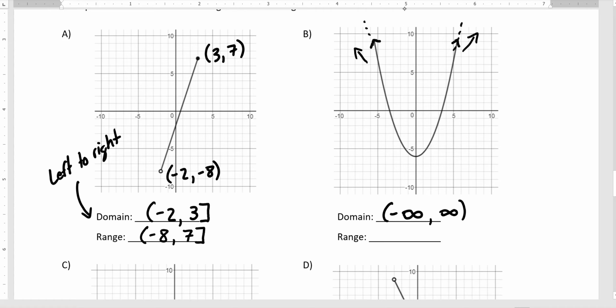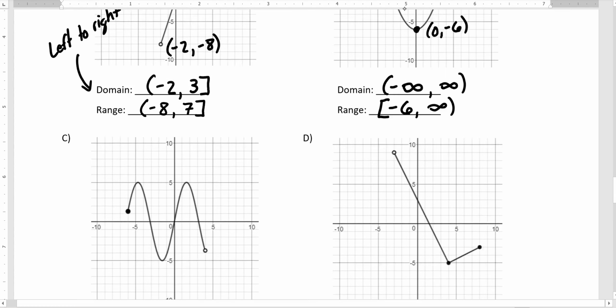Now let's look at the range here. What's the lowest it goes to? It looks like this point here, which would be 0, -6. So -6 is the lowest y value it gets to. We can assume that there's a closed circle there, so that means hard bracket -6. Now how high does it go? Well, it continues going up forever, which means it'll go all the way to positive infinity. So our domain for this one is -infinity to infinity. Our range for this one is -6 to positive infinity, with a hard bracket on the -6.